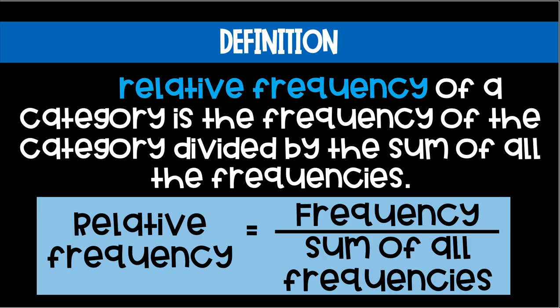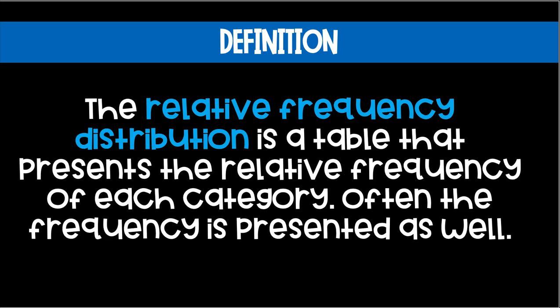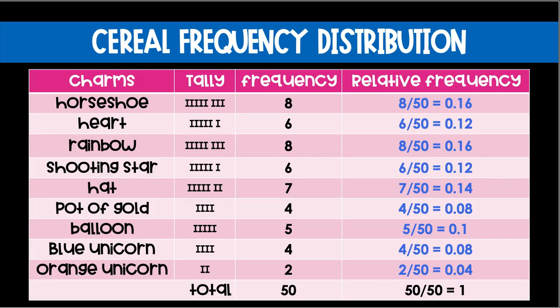Now, frequency is just a count. Relative frequency of a category is the frequency of the category divided by the sum of all the frequencies. It's called relative because it's related to the total sum of all the frequencies. You calculate the relative frequency by dividing the frequency for each category by the total sum of all the frequencies. And a relative frequency distribution is just a table that represents the relative frequency for each category. We usually put both the frequency and the relative frequency in the same table, or in the same frequency distribution.